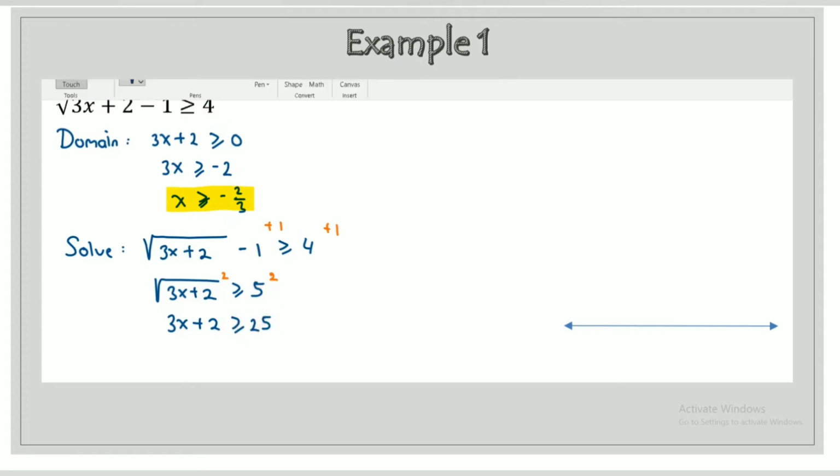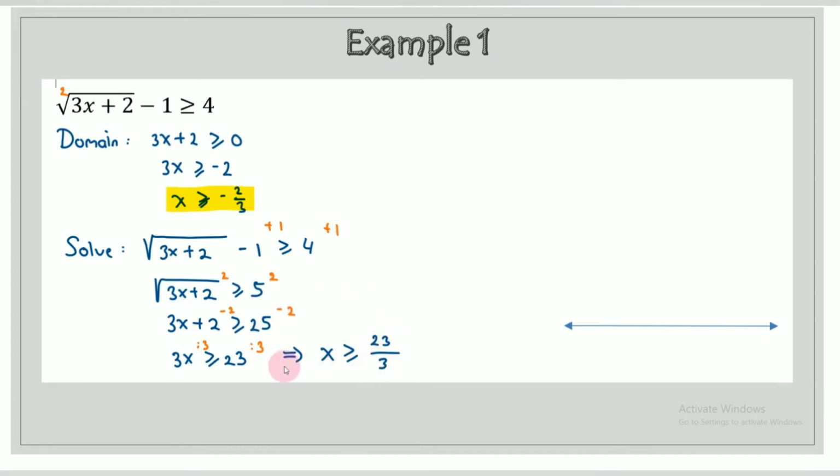And then let me subtract 2 from both sides. We isolate the x, of course. Let me write down here, 3x is greater than or equal to 23, and then the last step is to divide both sides by 3. When we divide both sides by 3, we have the last statement that all solutions that satisfy your inequality will be all x that is greater than or equal to 23 over 3.